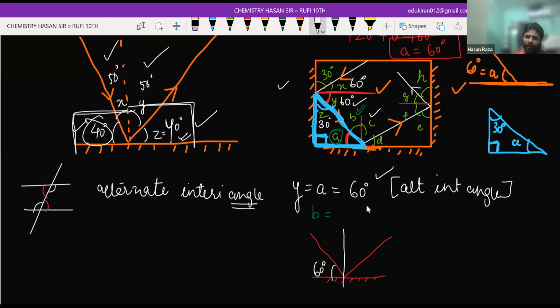Is it 30? 30 degree it will be. If it is 30 degree, can you tell me what is C? What will be the value of C? It will also be 30 degree. Can you tell me what will be the value of D? It will be 60 degrees. 60 degree. Very good. If you have got the value of D as 60 degree, can you tell me the value of E, F, G, H?